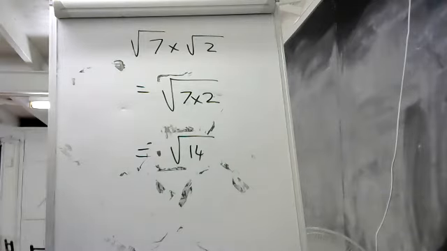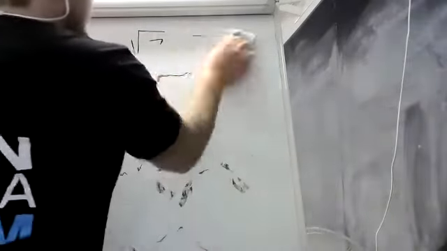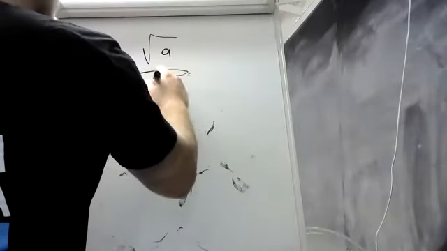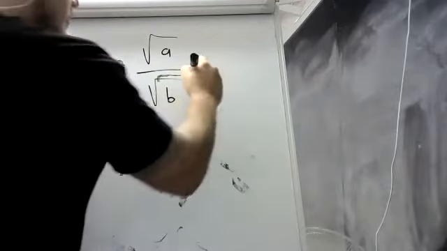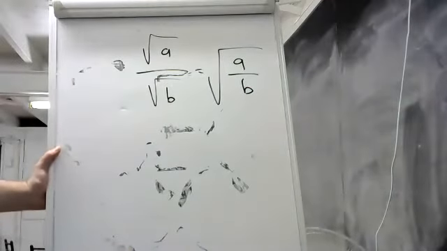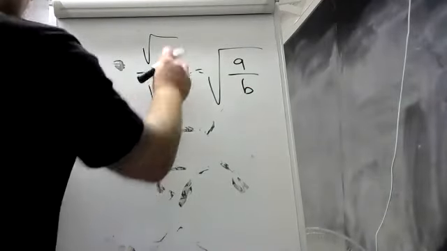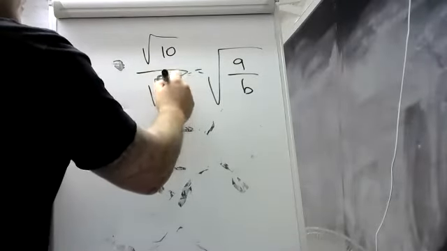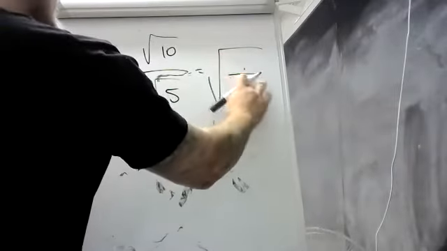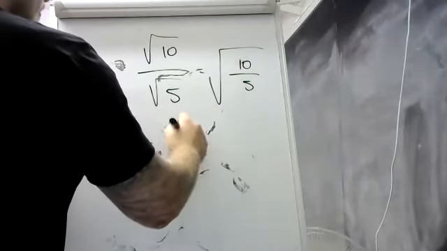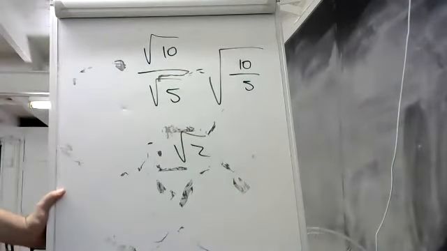If we're dividing surds, again, we do pretty much the same thing. We've got the square root of A divided by the square root of B. We simplify that to the square root of A over B. So if we change this to 10 and 5, we get the square root of 2.